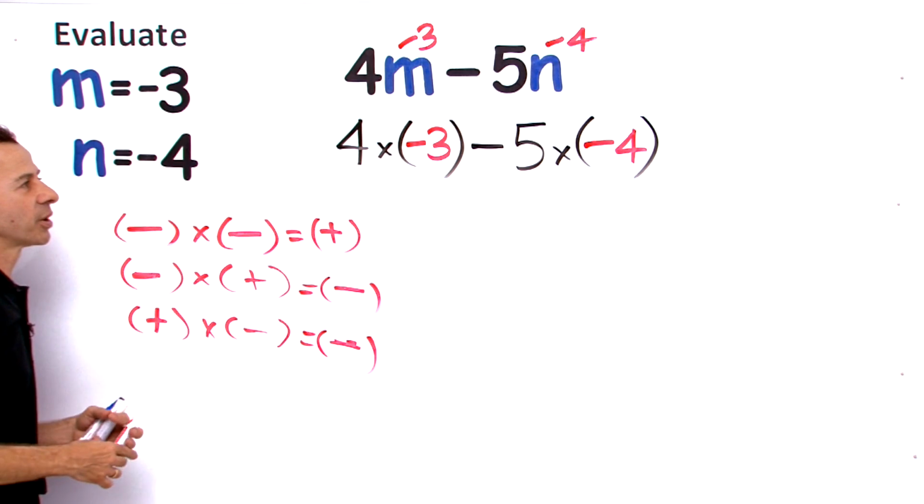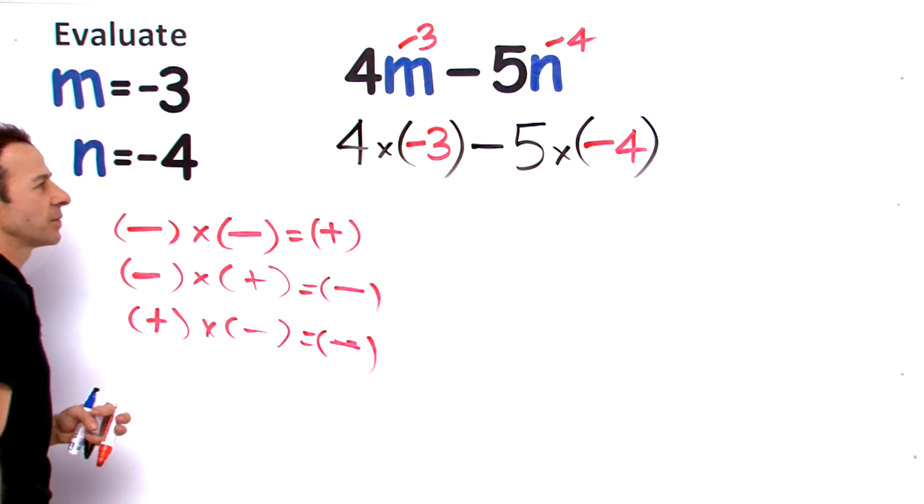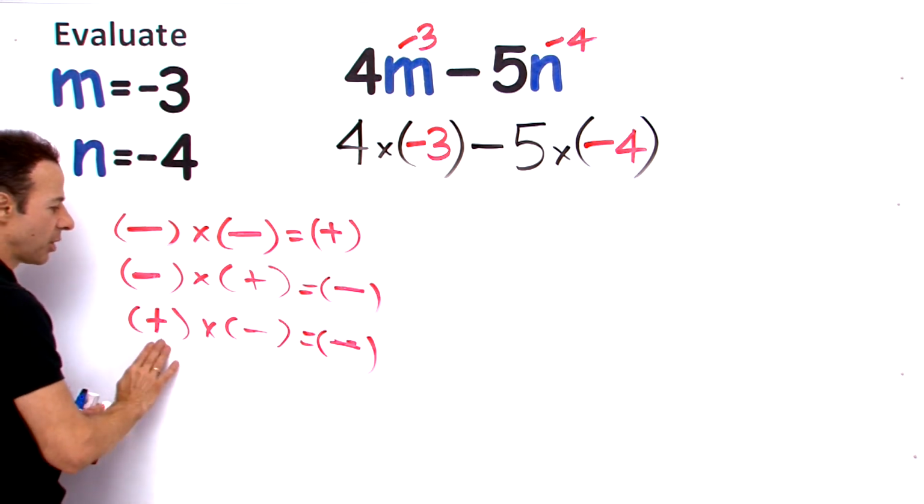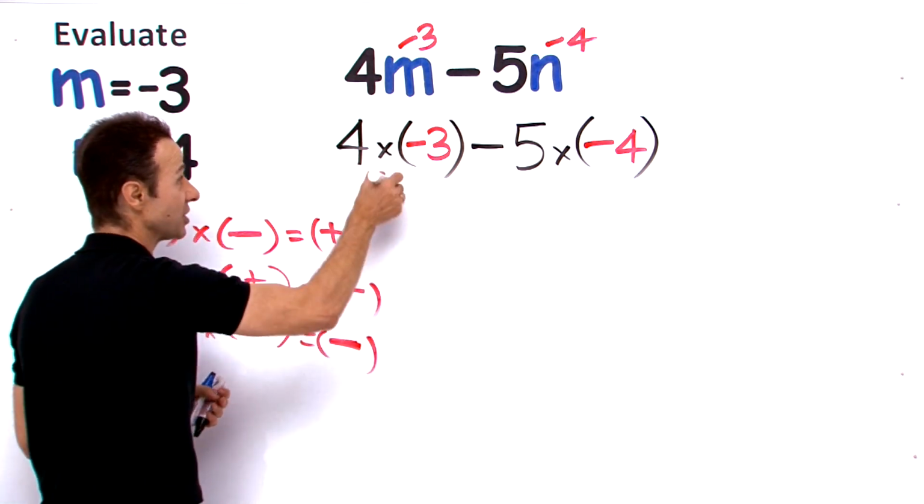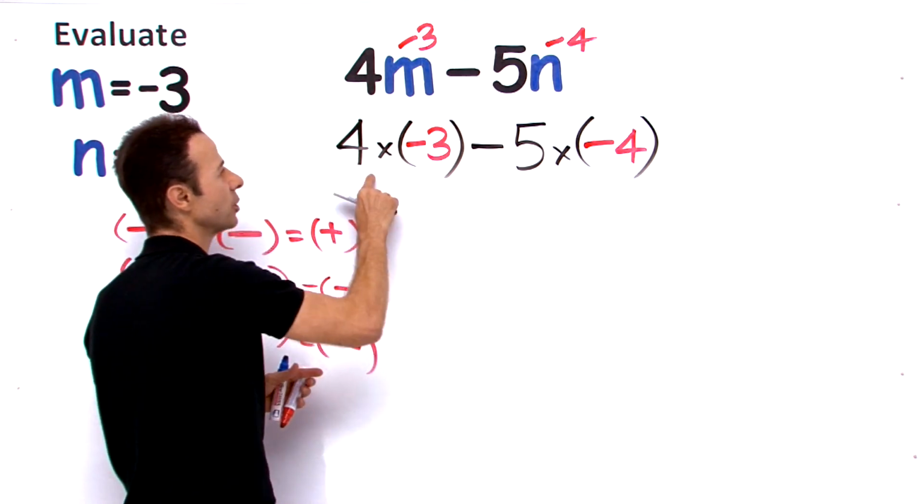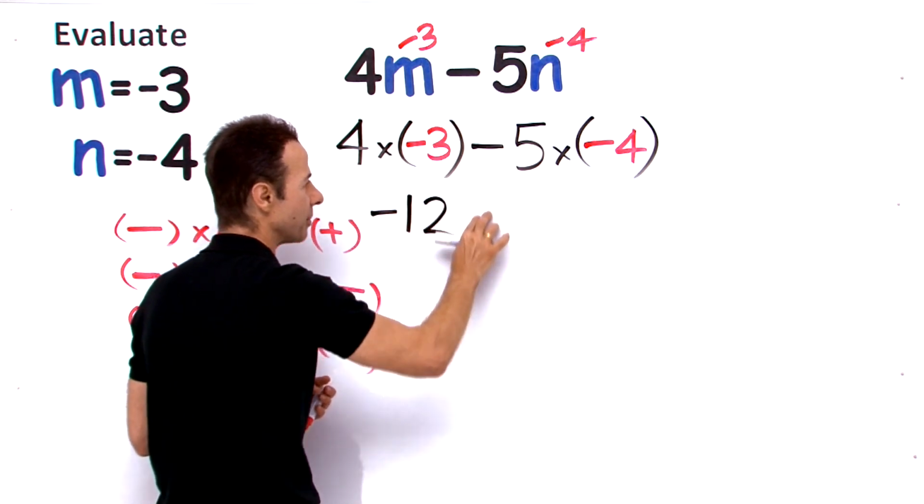So let's have a look at what we got here. We got a positive 4 times a -3. So a positive 4 times a -3. Positive times a negative is a negative. That's a negative there. So the answer here will be a negative for this left-hand side. So it'll be negative what? Well, 4 times 3 is 12. So it'll be -12. Bring down the minus now.